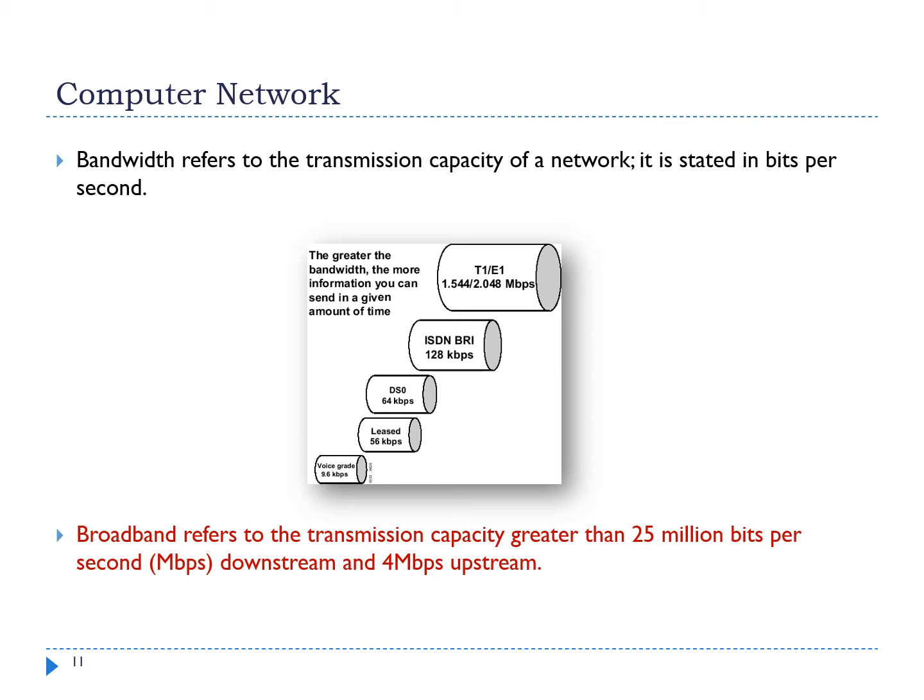Broadband is a transmission capacity greater than 4 megabits or 25 million bits per second downstream, that is, from the network to you, and greater than 1 megabit or 4 million bits per second upstream, which is you uploading to the network. One thing we need to pay attention to here is that the definition of broadband is changing over time.